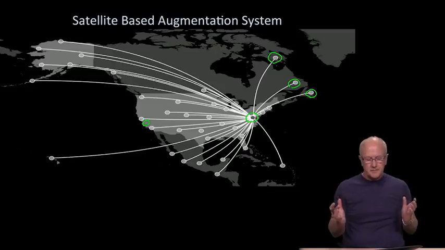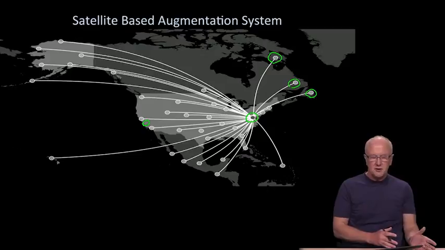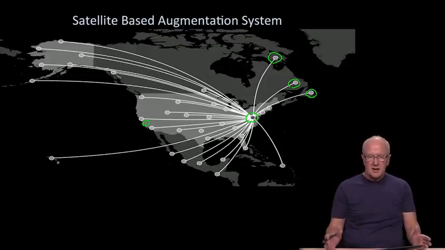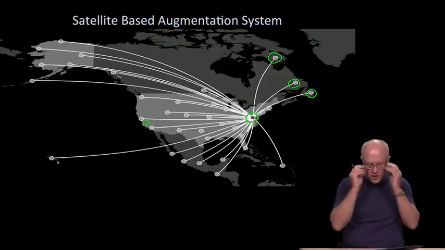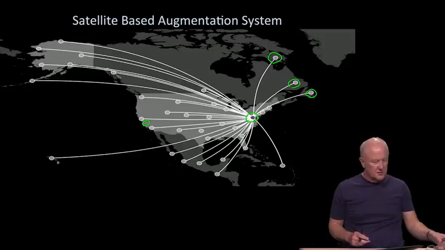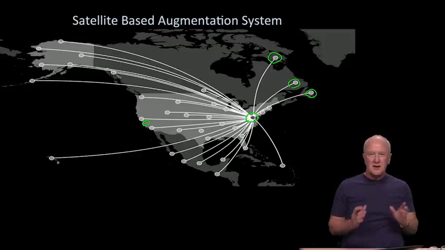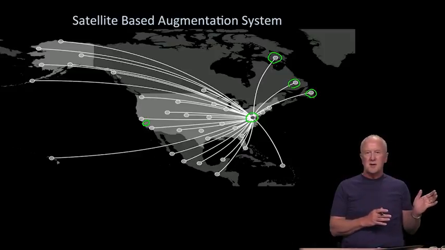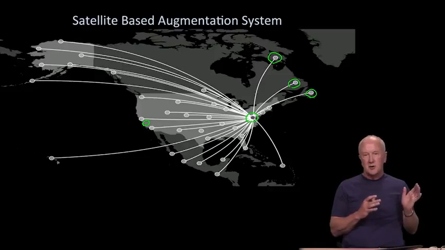The reason we do this is there are some 10,000 airports or so in North America, and it would be too costly to put a ground-based augmentation system at each one of them. So we use this continental service, and we provide an accuracy and integrity service to aircraft approaching all of the smaller airports on the continent. We use that earlier strategy, the ground-based augmentation system, for larger airports.